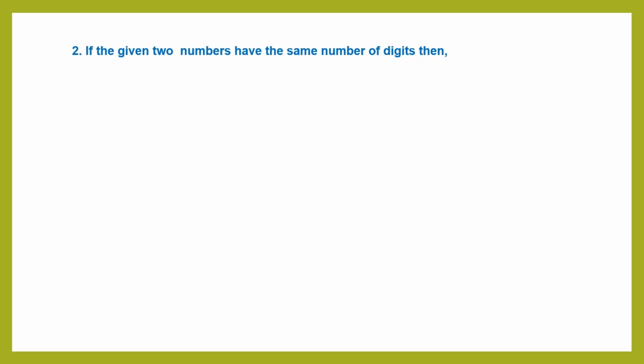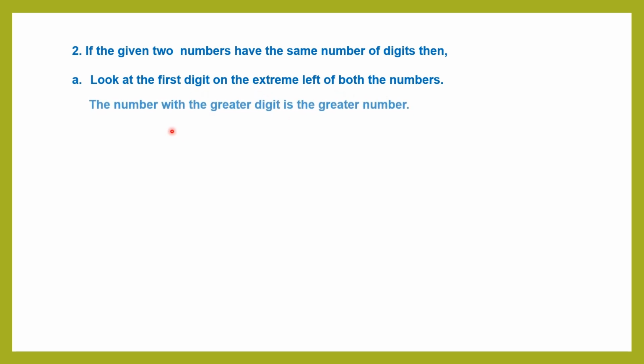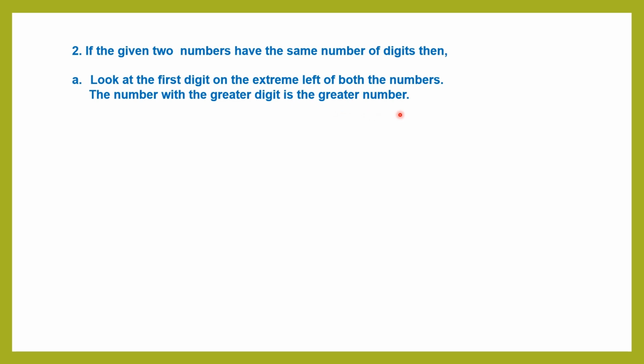Now, the second rule. If the given two numbers have the same number of digits, then what do you do? If both the numbers have only 4 digits or both have only 5 digits, what do we do? Then in that case, look at the first digit on the extreme left of both the numbers. The number with the greater digit is the greater number.